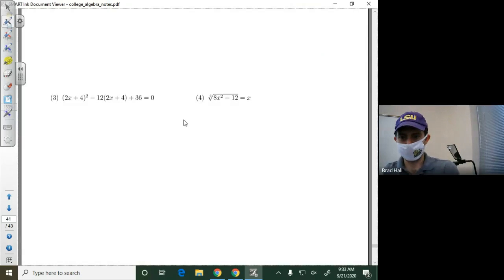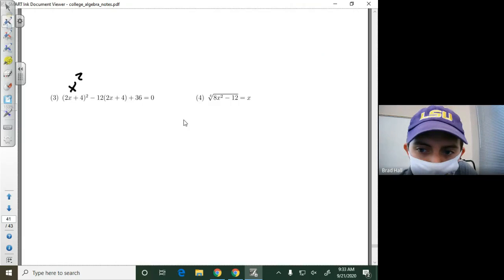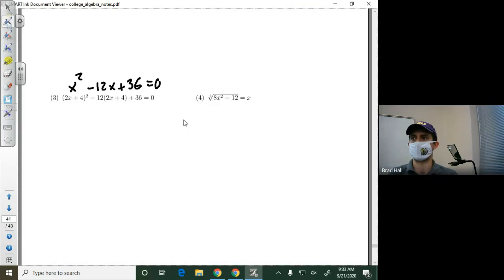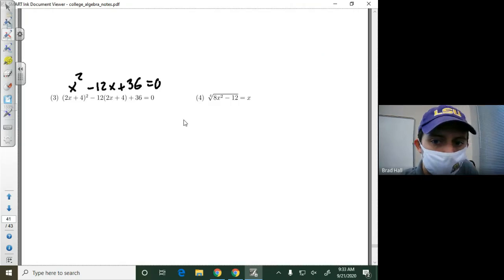Problem 3 looks quadratic in nature because there's something squared minus 12 something plus 36 is equal to 0. So that's pretty much the quadratic feel of it. It has the quadratic form, but it's not a quadratic. And so we can't simply change it without making some sort of rule.